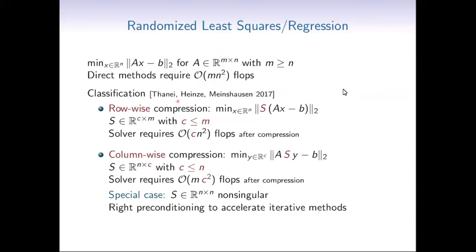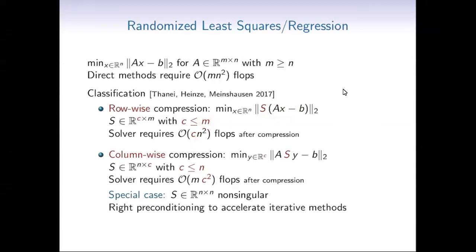So some people have done a classification of randomized algorithms, and it's very simple. There are randomized algorithms that do row-wise sampling or compression. That means you pick a few rows, what we just did before. That way you decrease the large dimension from m to c. So after compression, if we don't count how much it costs to sample, then the problem now has only c rows, down from m rows.